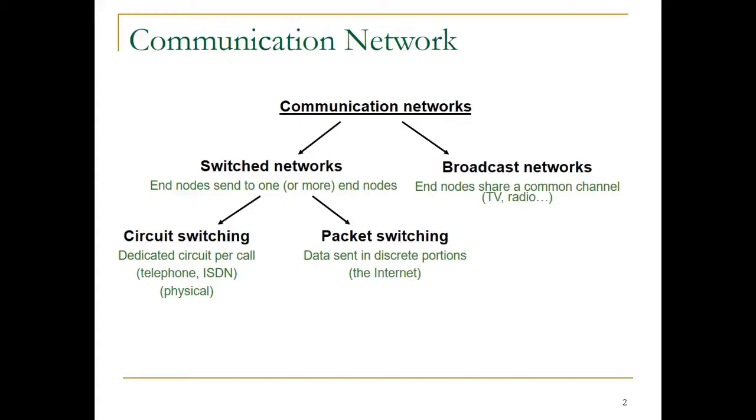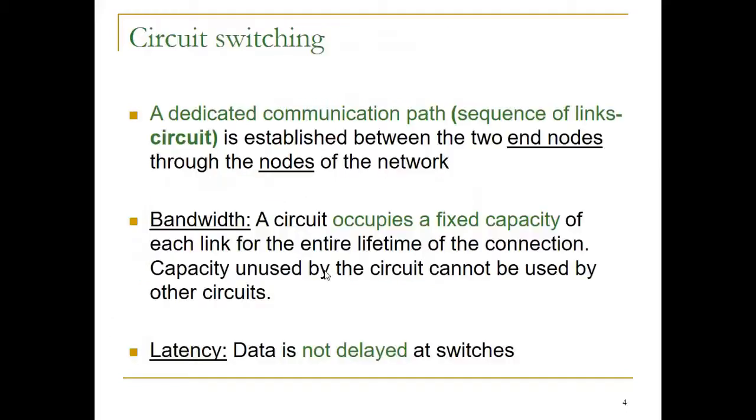Okay, so a dedicated communication path, which I emphasized earlier, is established between two end nodes through the nodes of the networks, and bandwidth is the circuit occupying a fixed capacity within a given link for the entire lifetime of the connection. The entire lifetime here relates to the duration of that particular call or interaction between the two end nodes. And capacity unused by the circuit cannot be used by other circuits.